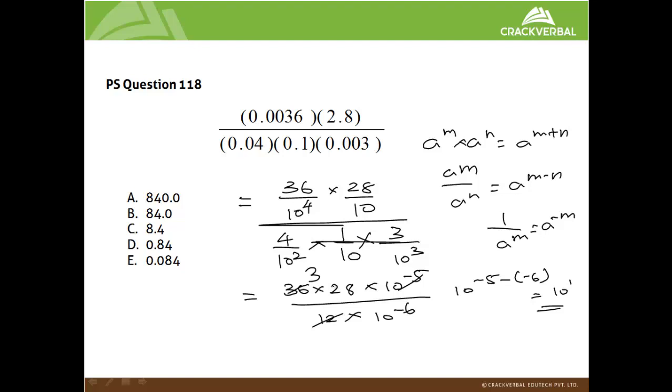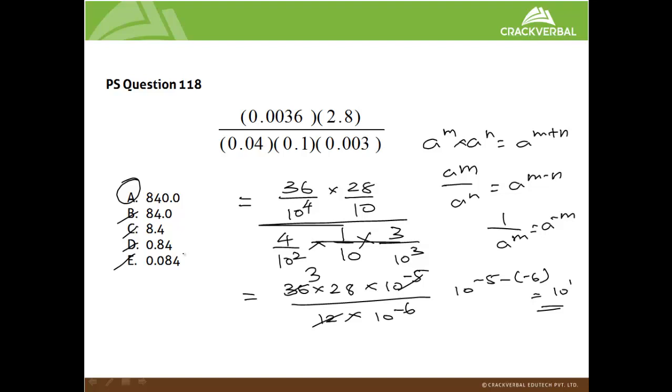28 into 3, 3 eights are 24, will end with 4. In fact, all the answer choices end with 4. But one thing is very clear, that it cannot be a decimal value, so we can eliminate C, D and E. So 28 into 3 is 84, 84 into 10 is 840. We can eliminate B as well. Answer has to be here A. I hope this is clear. Answer has to be here A.